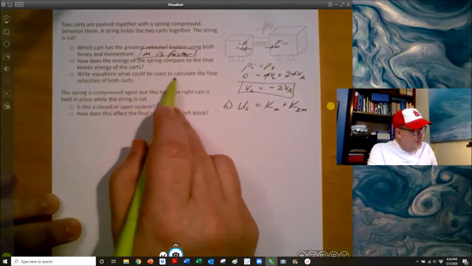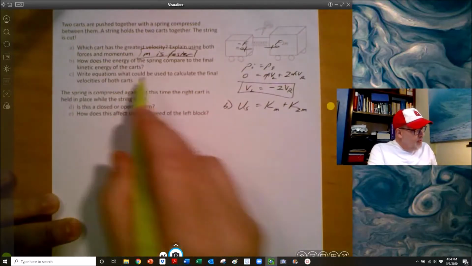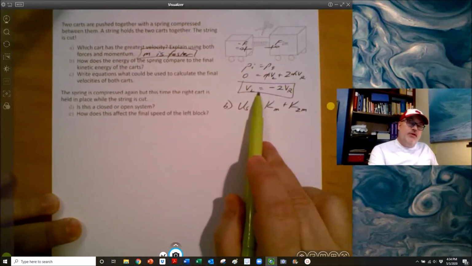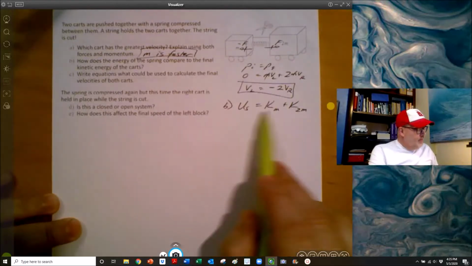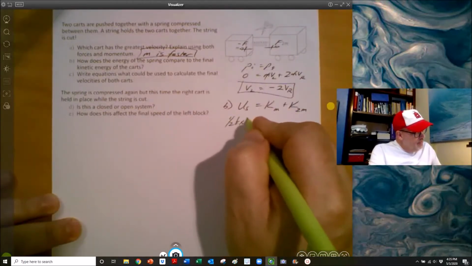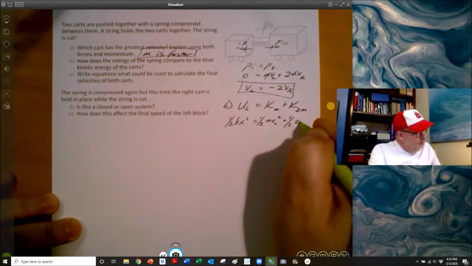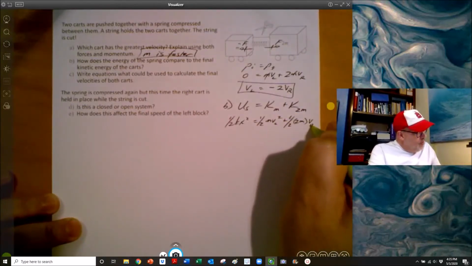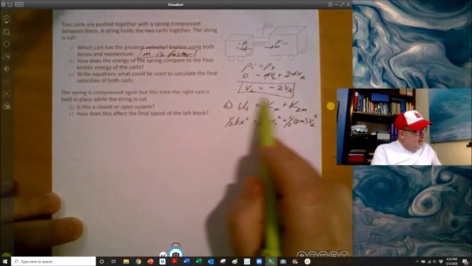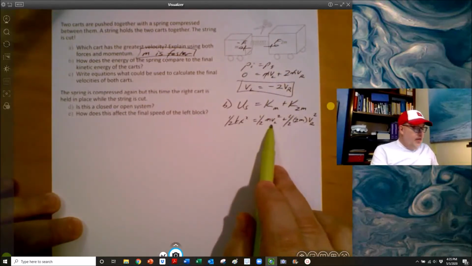Write equations that could be used to calculate the final velocities of both carts. All right, so I've already done the first one. Conservation of momentum is right here. Conservation of energy is here, so I could do 1/2 kx squared equals 1/2 mv left squared plus 1/2 2mv on the right squared. And I can take this and plug it in here. And then I could solve it.